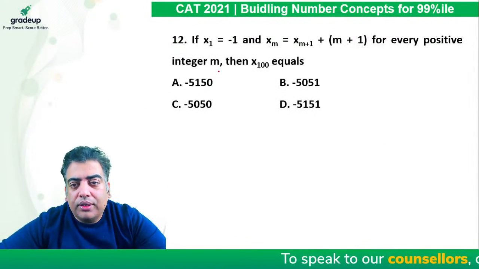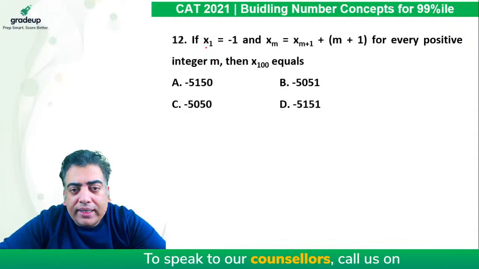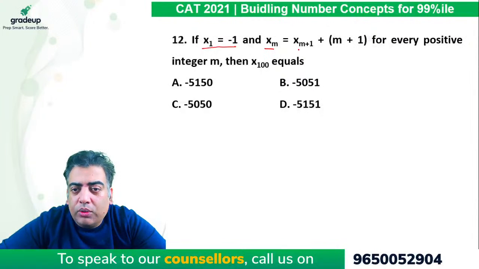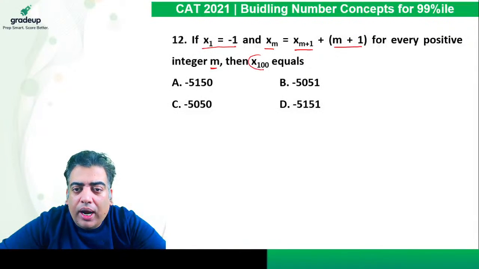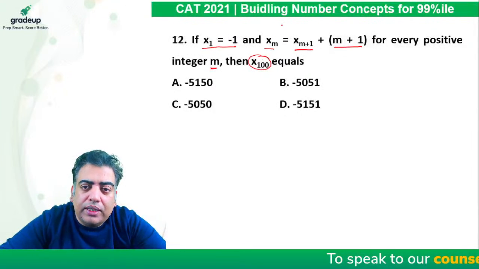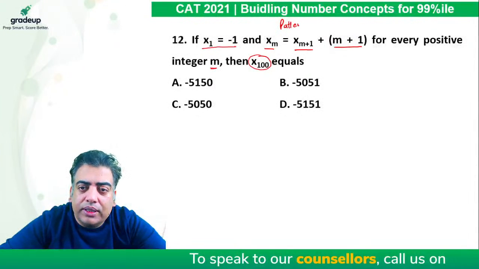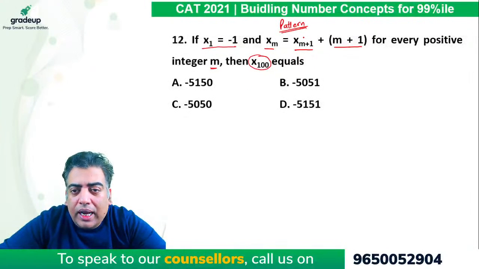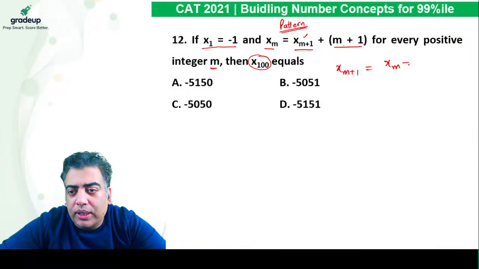So this question is based on series. X1 given to me is -1. Xm equals xm plus 1 plus m plus 1 for every positive integer m. And we are required value of x100. So whenever you see such a question, we need to observe pattern of the given series. And here it will go like this. I am writing this equation as xm plus 1 equals xm minus m plus 1.